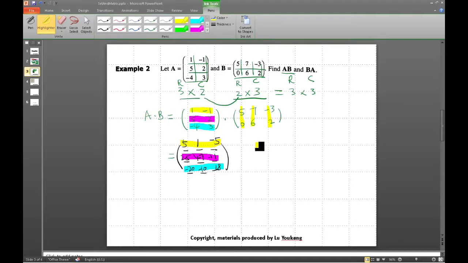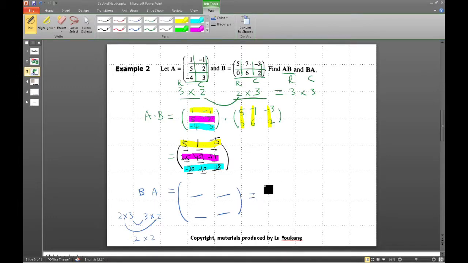So we have found the multiplication result of A and B. Now we are asked to find BA. First we have to understand whether it's a valid multiplication. We have 2 times 3 and 3 times 2. Yes, it's valid, because the second term of matrix B is matched by the first term of matrix A. So we get a 2 times 2 matrix as a result. Therefore, you should have 4 terms, 2 in the first row, 2 in the second row.